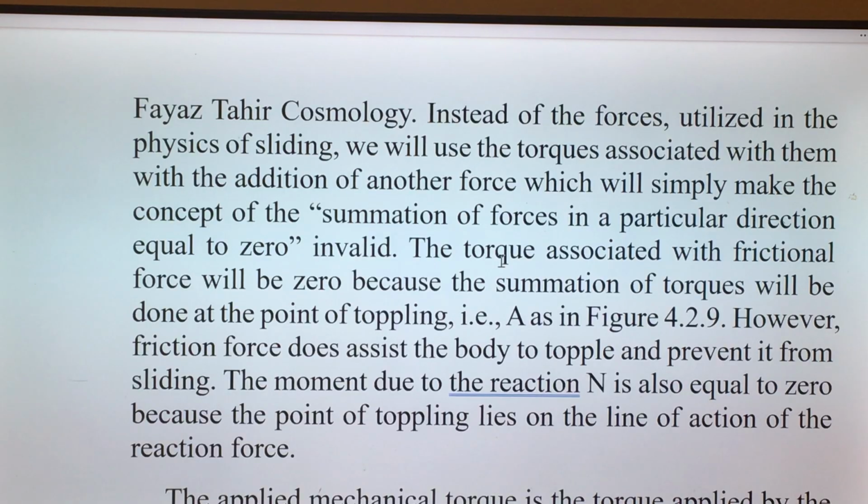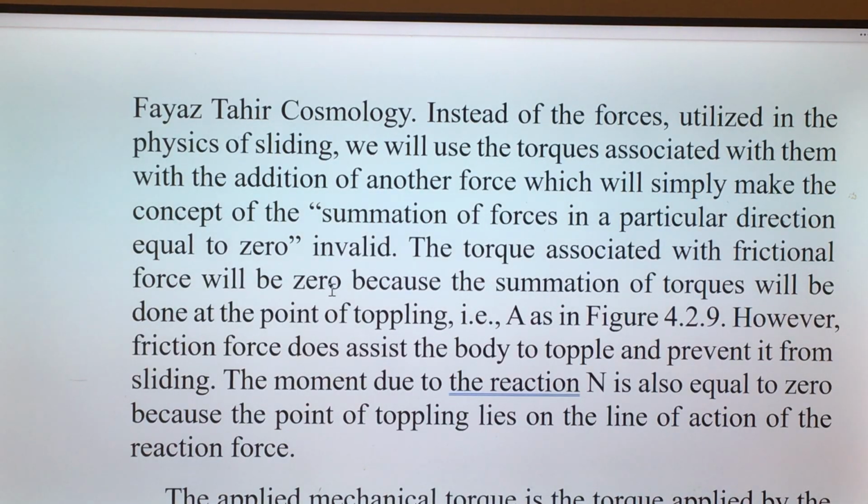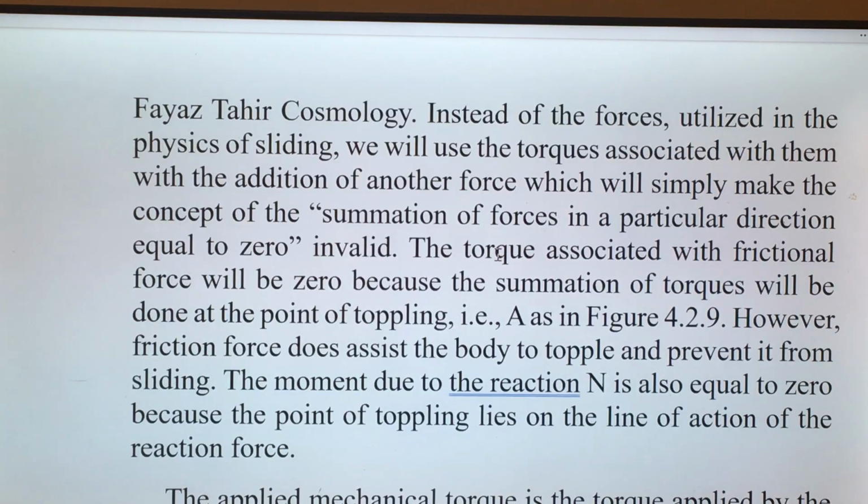Similarly, the moment due to the force of friction will be 0, because the friction force passes through the point of topple over. So the torque due to the reaction N and the friction force are both 0, because their lines of action pass through the point of topple over, or turning.